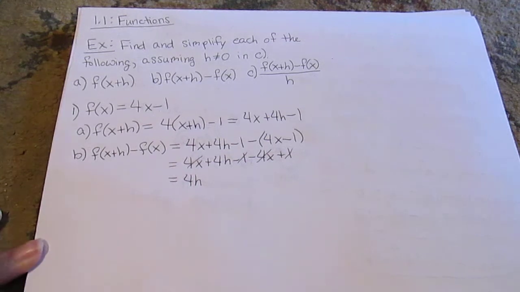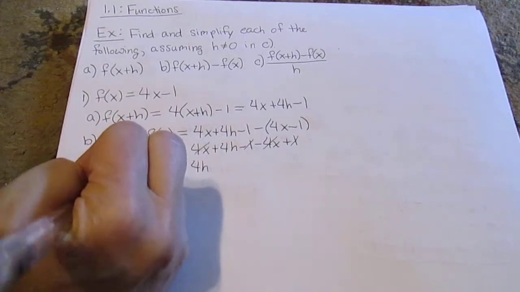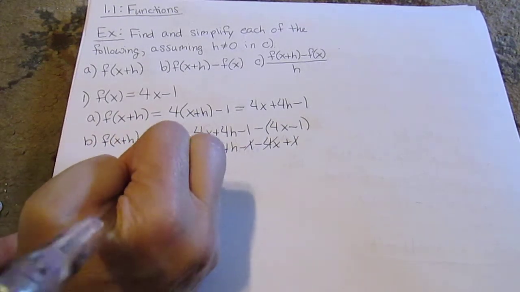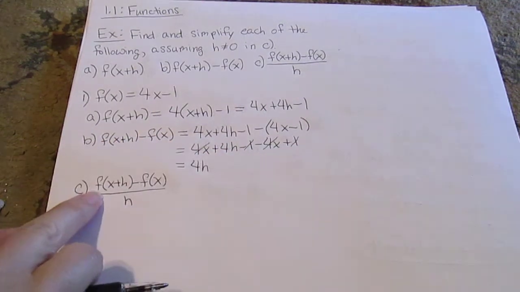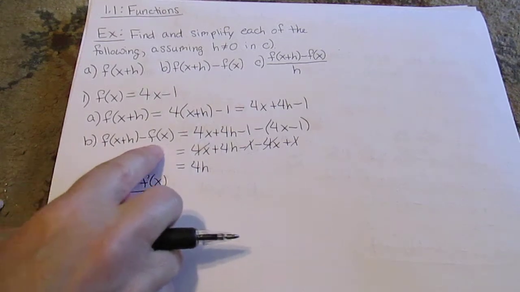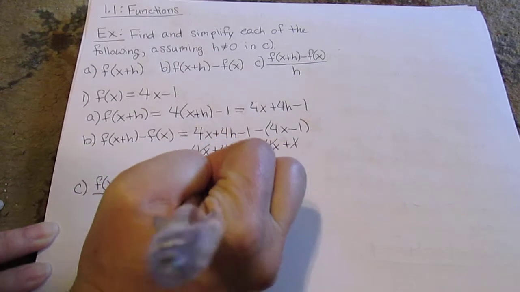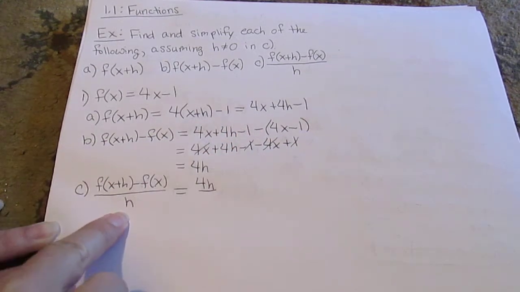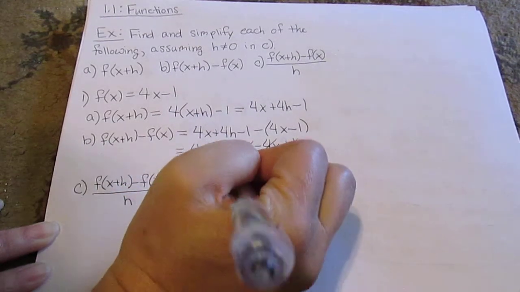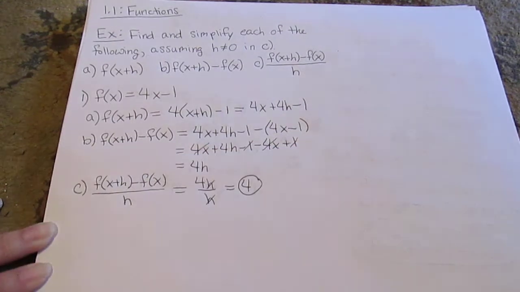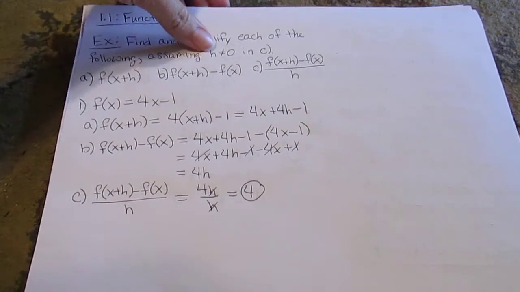Okay, ready for the last part. f of x plus h minus f of x all over h. Okay, well, the numerator is what we did in the last part. So we got 4h. And the formula says we want to divide it by h. So the h's cancel, and we're just left with 4. Okay, so that was a linear equation. Let's try a quadratic equation, see what happens.